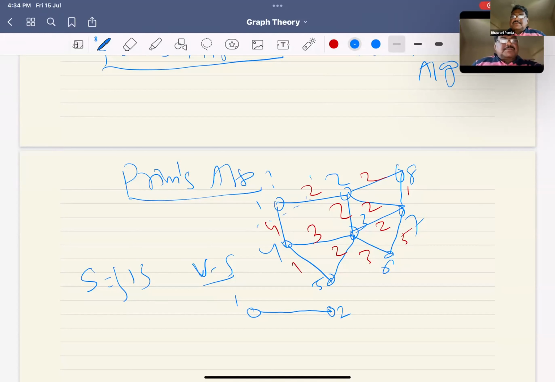So these two edges are going. I selected the minimum cost edge, that is 2, and then we added. Now, after adding, I add 2 to S. So S is equal to {1, 2}. 2 is added to S.